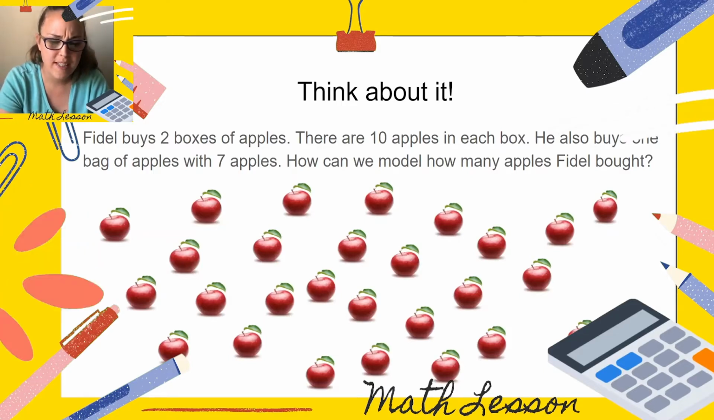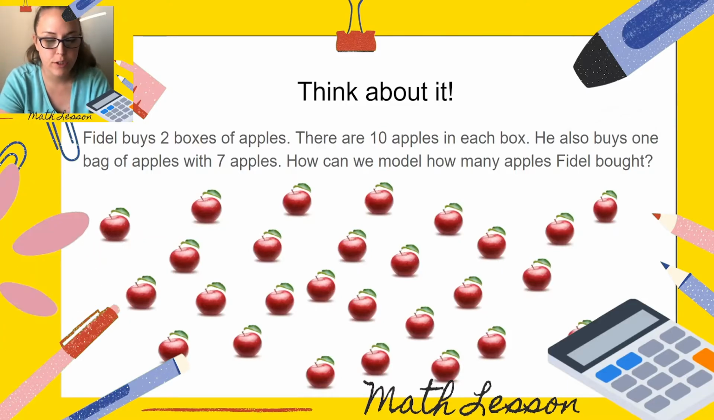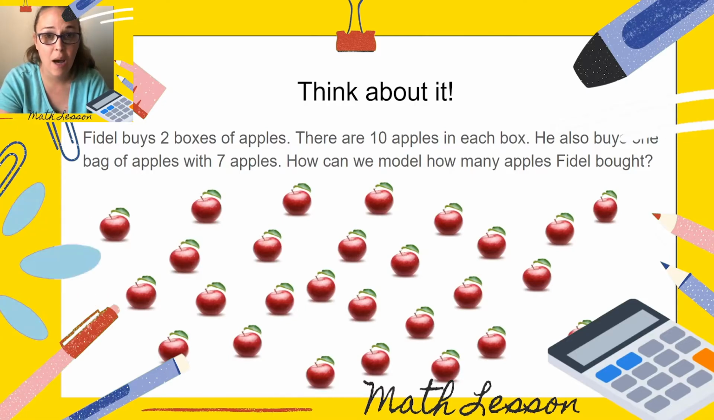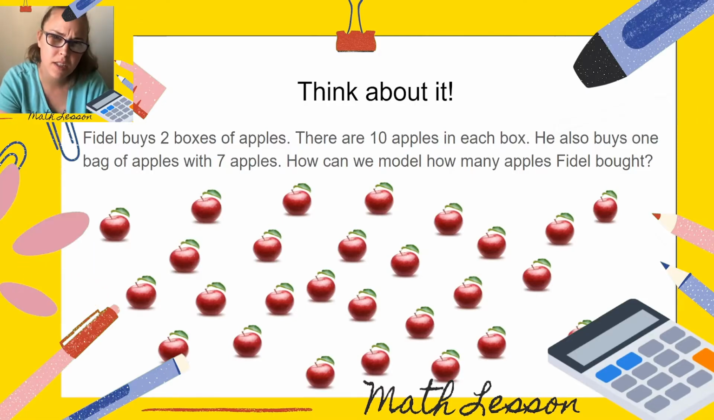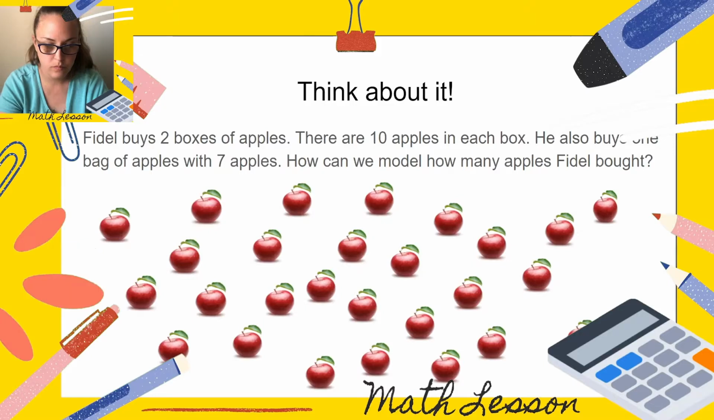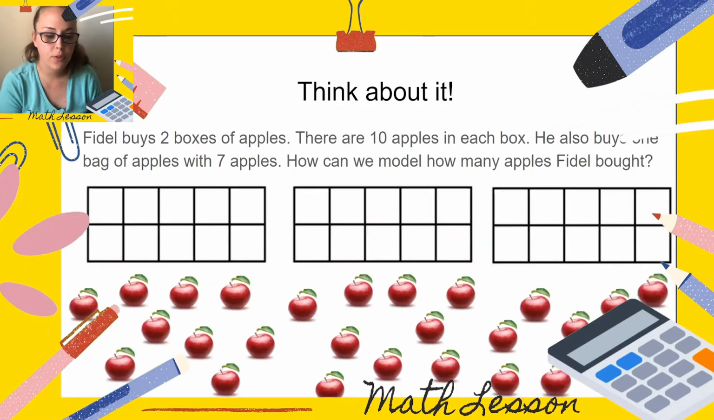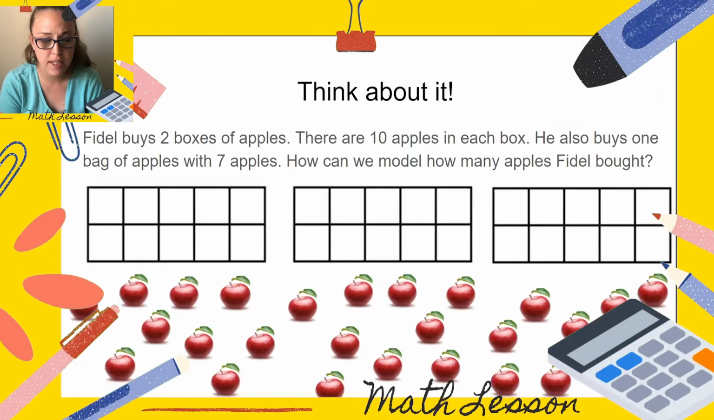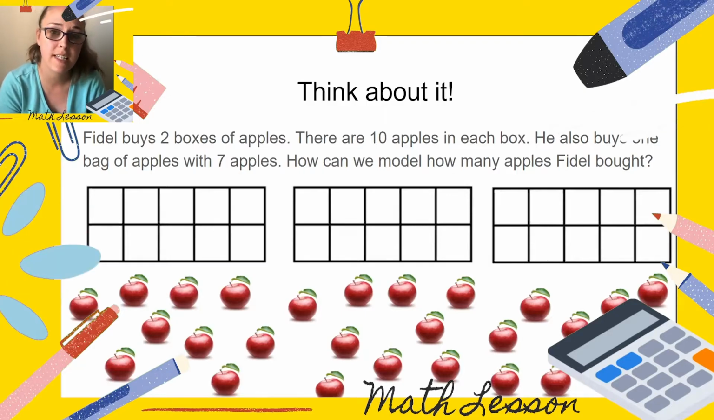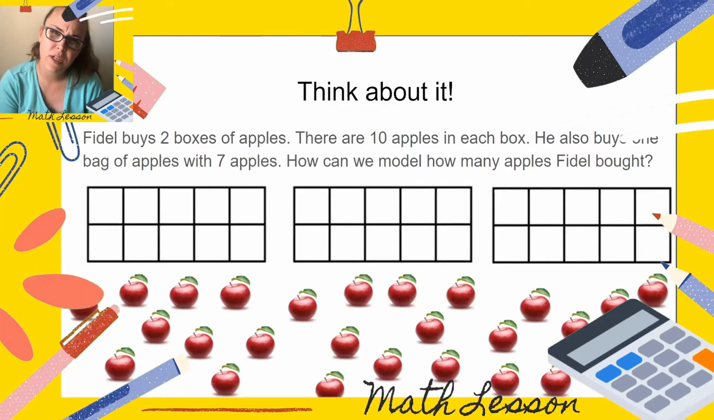Can you think of some ways that we talked about modeling numbers just a second ago? I think I would choose to use a 10 frame here to model the apples that Fidel bought. What do you think you could use? Let's start with 10 frames. I put 3 here on the screen, just in case we need that many. How can we organize the apples into the 10 frames so that they're easier to count? Can you think of a way?